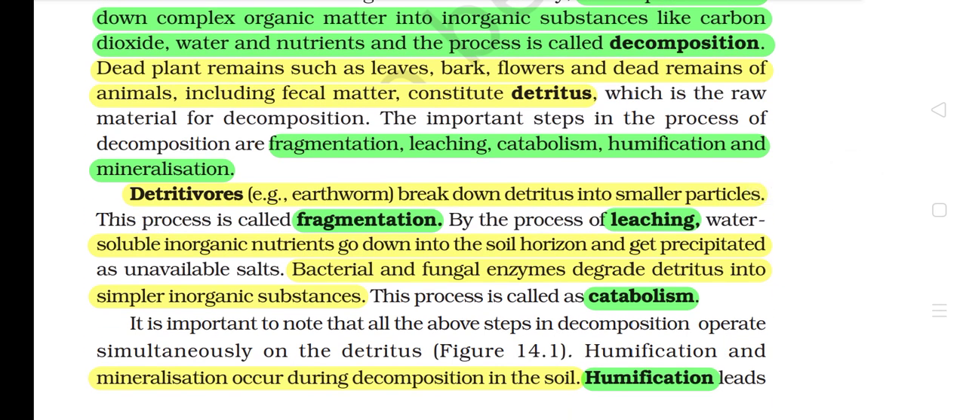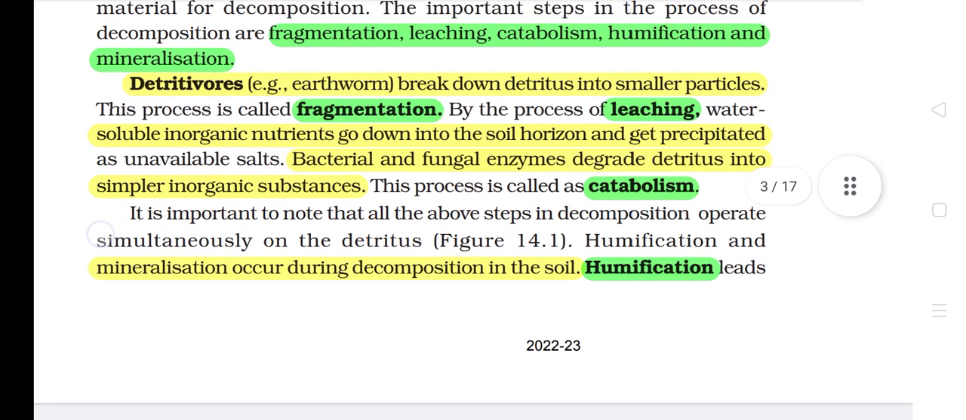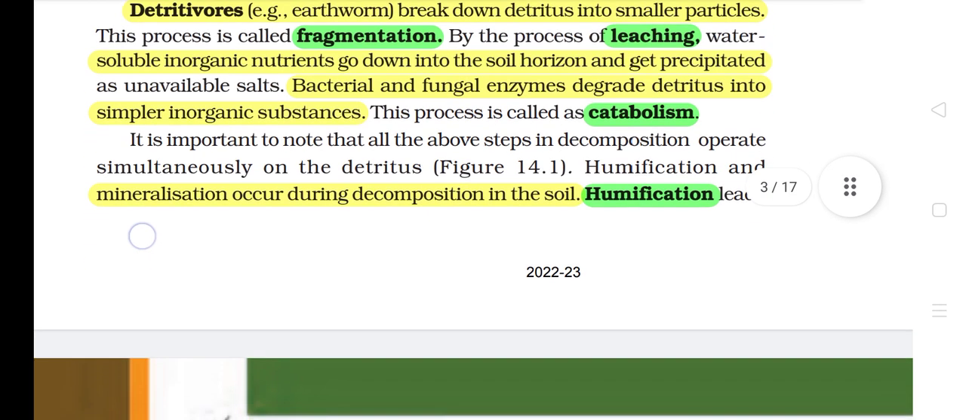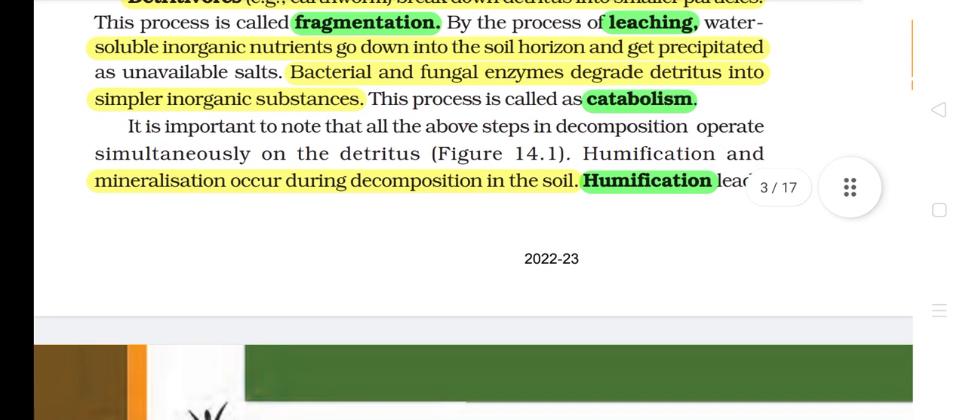The important steps in the process of decomposition are fragmentation, leaching, catabolism, humification, and mineralization. Detritivores, for example earthworms, break down detritus into smaller particles. This process is called fragmentation. By the process of leaching, water-soluble inorganic nutrients go down into the soil horizon and get precipitated as unavailable salts. Bacterial and fungal enzymes degrade detritus into simpler inorganic substances. This process is called catabolism.